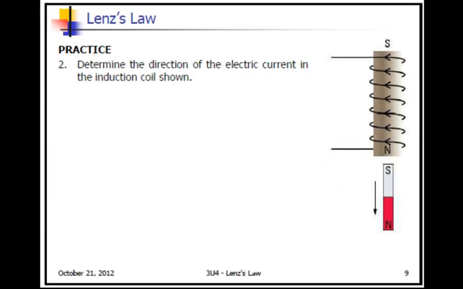Determine the direction of the current in the coil shown. So here, it's already shown for us. Our hand would be curling around left ways around that. Our thumb would be pointing down, so it must have been a north pole that was moving through.